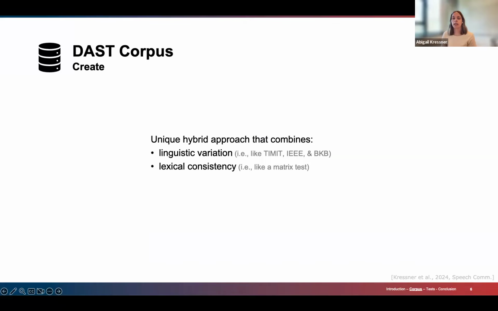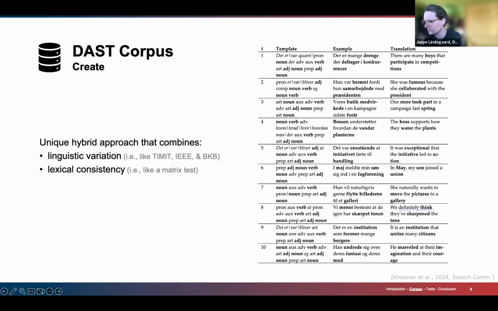And on the other hand, we wanted the strong control offered, for example, by matrix sentence tests, where lexical balance and comparability across lists are central. DAST was designed to occupy the middle ground between these two trade-offs. To achieve this, we used what we like to call a template-based approach. Each sentence follows a predefined syntactic template, which I show here on the right.